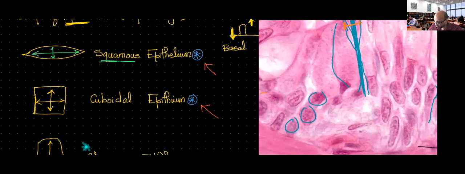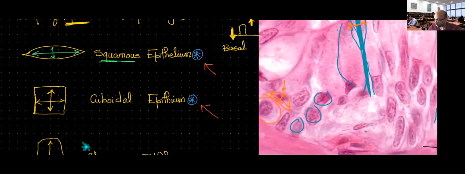How about this one? Squamous. This one is going to be flattened. The width of the cell is much greater than the height of the cell. So it's a squamous cell.